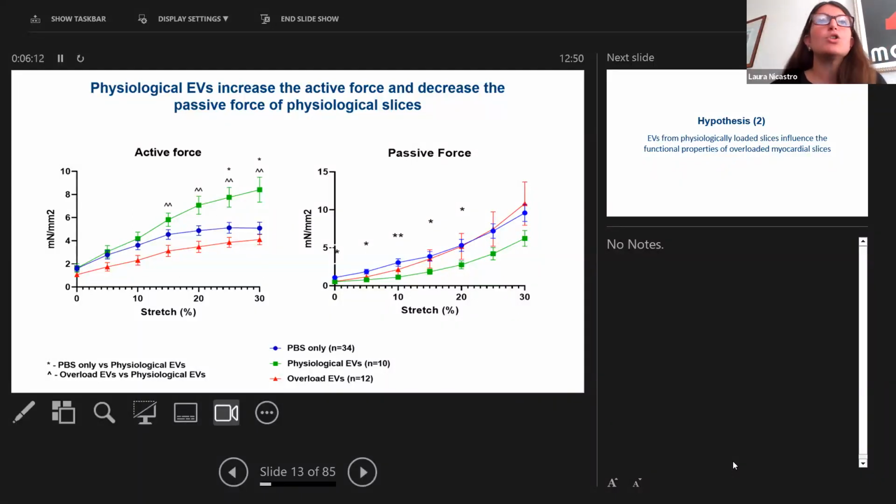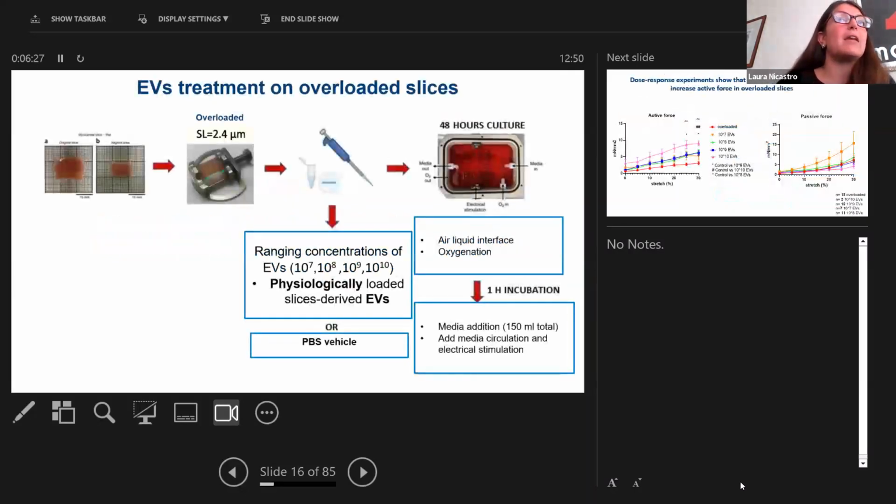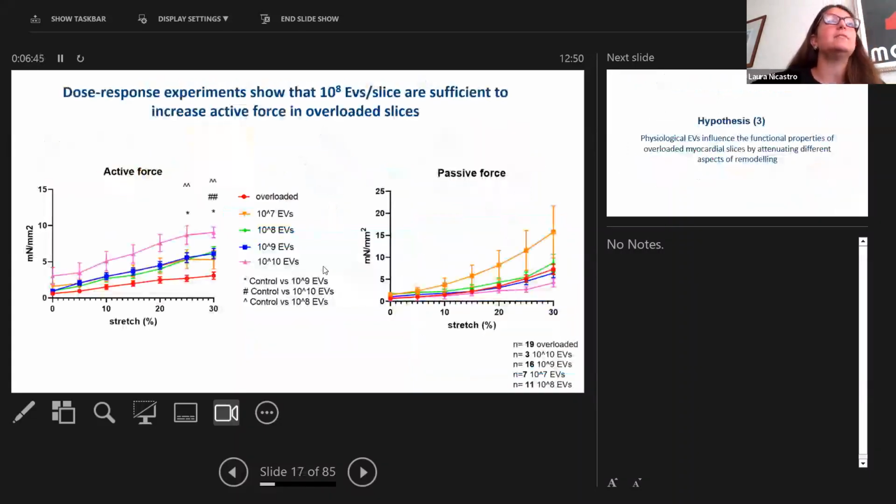stiffness. So we then wanted to see if physiological EVs were influencing also the properties of not only physiological slices, but also overloaded myocardial slices, to use as a potential treatment. We again treated slices, but this time, instead of physiological slices, we overstretched the slices to recreate failing hearts. And we applied a range of concentrations of EVs per slice. Again, cultured for 48 hours in the biomimetic culture. And this is what we have seen from the second set of results.